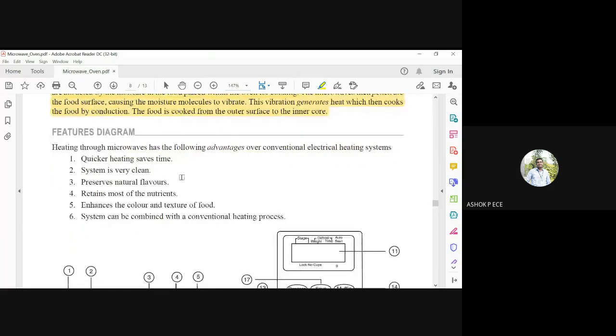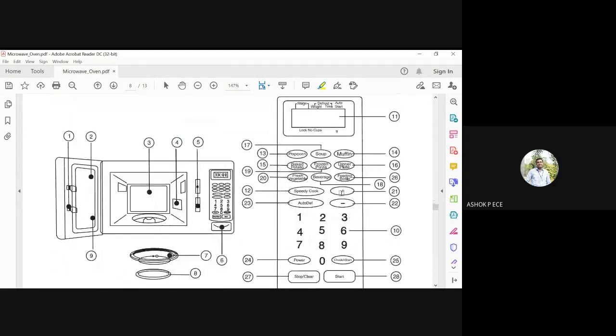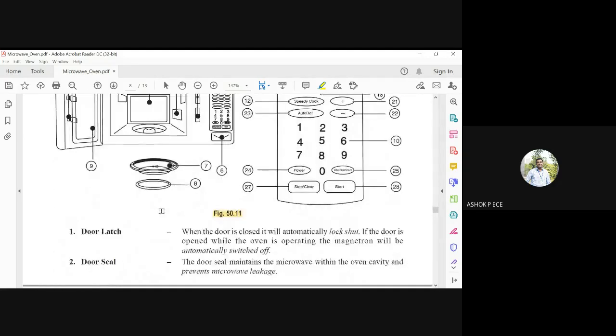Okay, and see here the features of microwave. What is the advantage of the microwave or electrical system? First one is it saves time. The system is very clean. It preserves natural flavors, so it retains most of the nutrients. It enhances the color and texture of the food. And the system can be combined with a conventional heating process. So you have a lot of things.